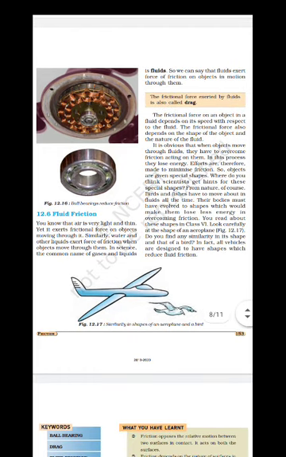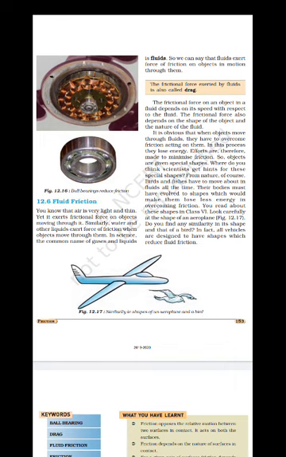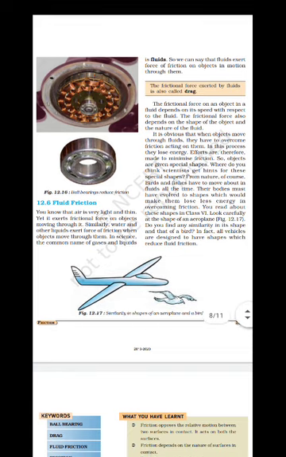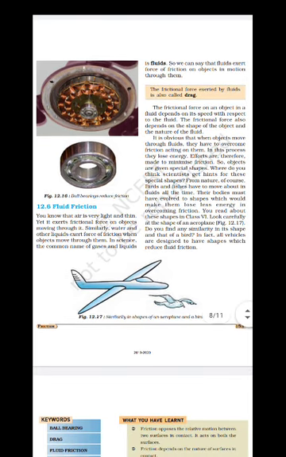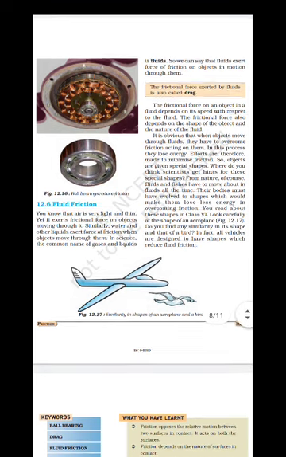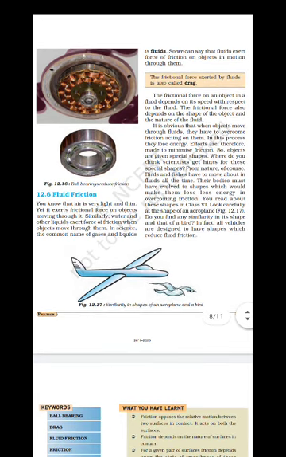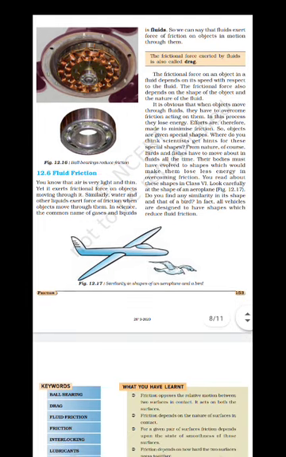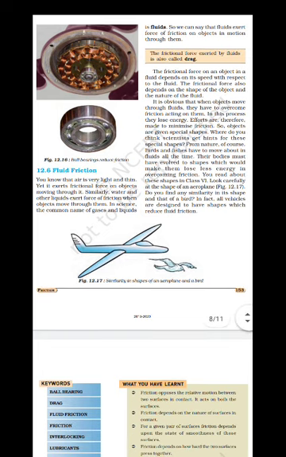Similarly, when planes are moving or birds are moving in one direction in the air, the air opposing it is producing a fluid friction, isn't it? You might have seen that when you go on a bicycle and a high speed breeze is coming from the opposite direction, you need to apply more force to move your bicycle, isn't it? That is also a fluid friction. The frictional force on an object in a fluid depends on its speed with respect to the fluid, and the frictional force also depends on the shape of the object and the nature of the fluid.